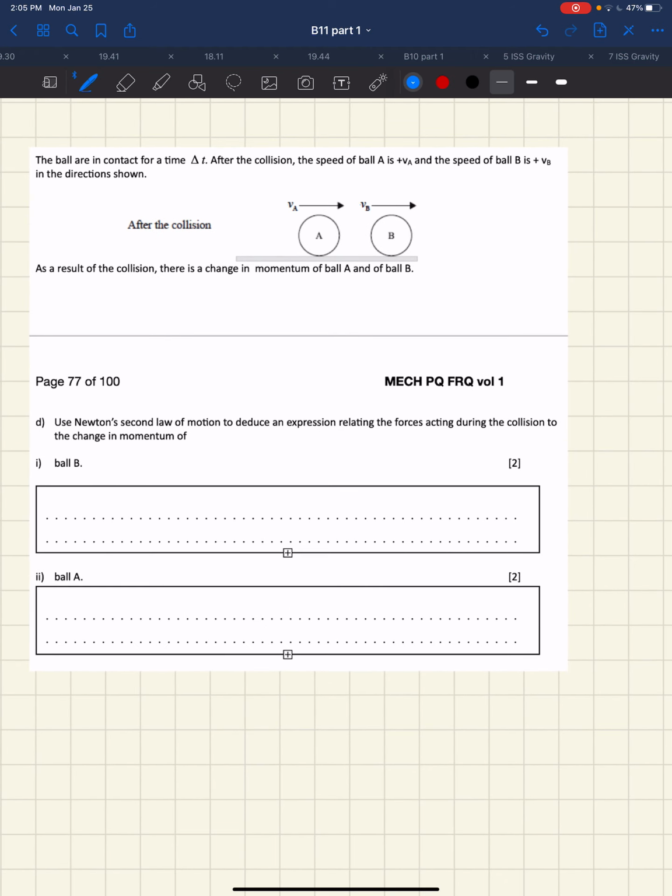So now we're told they're in contact for time delta t, and that means the time that A is in contact with B is delta t, and the time that B is in contact with A is delta t. The speed of A is VA and the speed of B is VB. There's a change in momentum of A and a change in momentum of B. It doesn't say there's a change in the total momentum. It's just saying each of their individual momenta change. So now we're asked to use Newton's second law to deduce an expression relating the forces to the change in momentum.